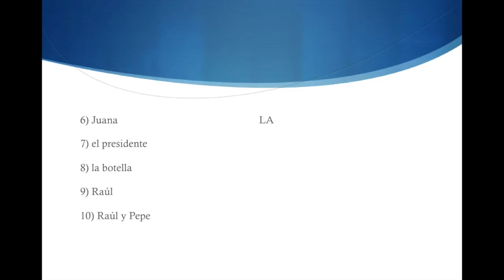Juana, la. El presidente, lo. La botella, la. Raúl, lo. Raúl y Pepe, los.